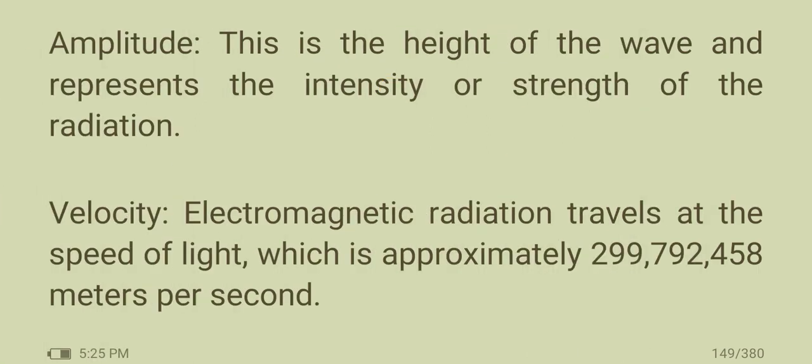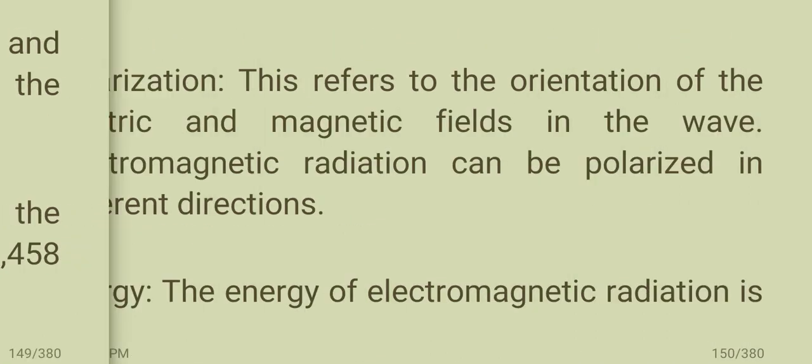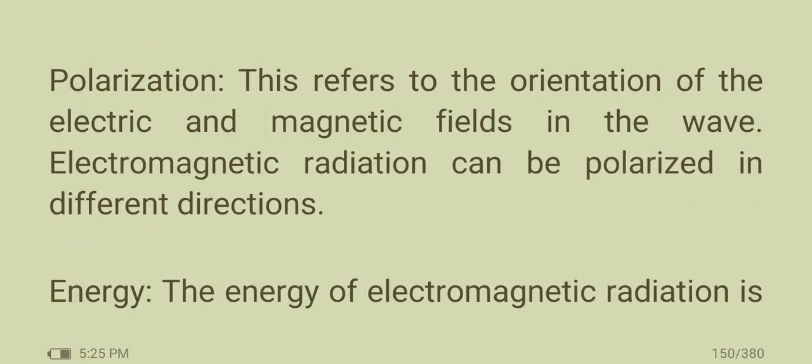Amplitude. This is the height of the wave and represents the intensity or strength of the radiation. Then velocity. Electromagnetic radiation travels at the speed of light, which is approximately 299,792,458 meters per second. Polarization. This refers to the orientation of the electric and magnetic fields in the wave. Electromagnetic radiation can be polarized in different directions.